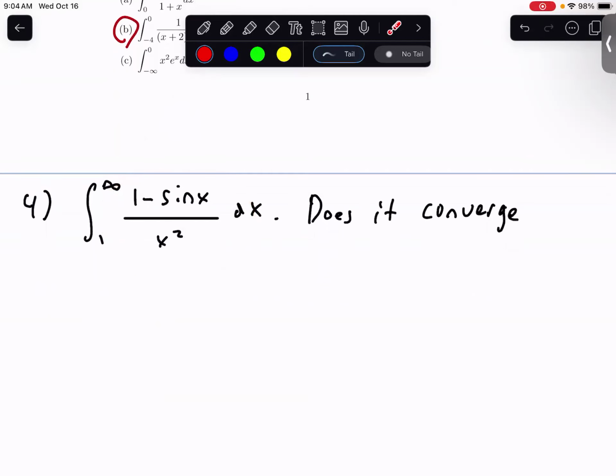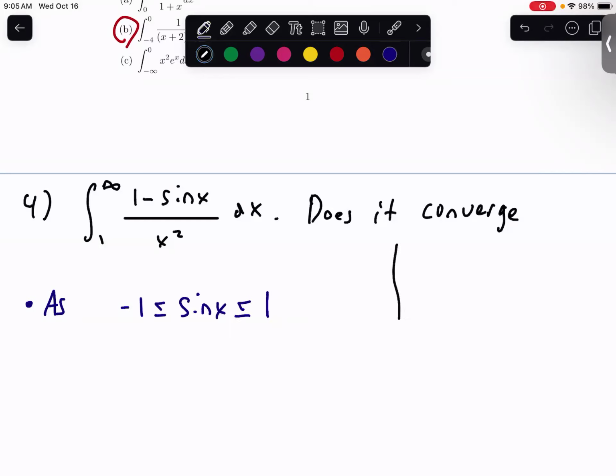It doesn't matter what's in the numerator, pretty much. And so this is the main idea. We want to use the fact that sine of x has a really easy bound to work with. We know sine of x is bounded between -1 and 1. So -1 is always less than or equal to sine of x, and this is always less than or equal to 1. You can just think about the graph for sine, right?